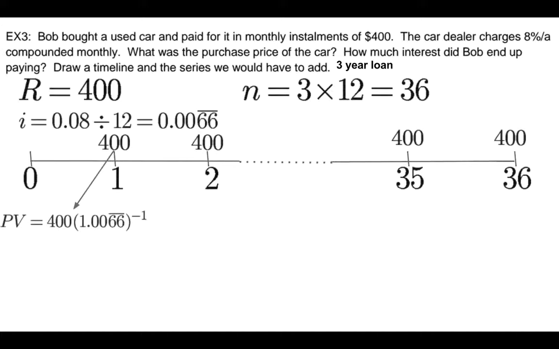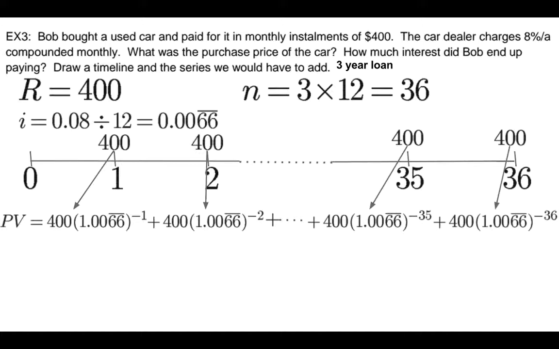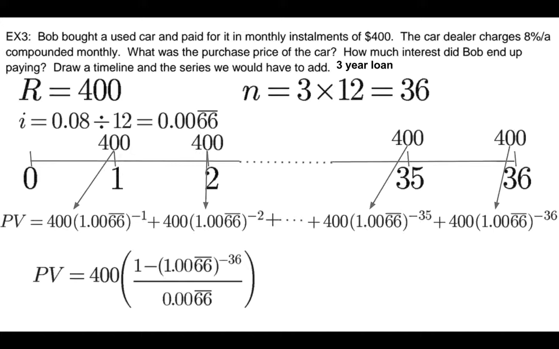Bring them all back to the present, so divide each of them by 1.0066. And the second last one's 35 times, and the last one's 36. Plug them into the present value formula. Make sure you can do this calculation on your own. You're comfortable with it. You get 12,000. And compare that to 400 times 36.